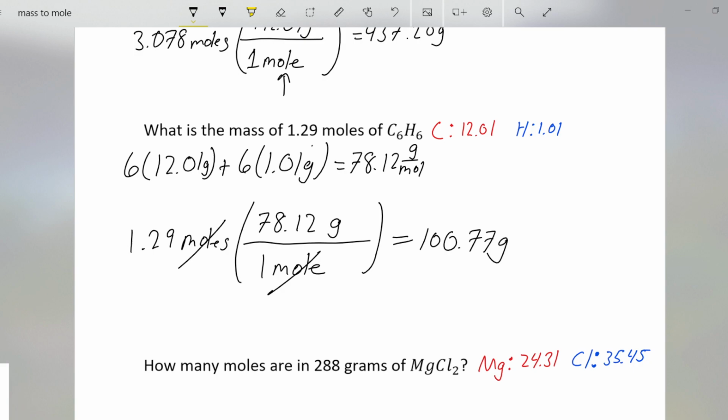Interestingly enough, if I take this 100.77 grams and I divide it by 1.29 moles, you might wonder what we'd get, and it turns out we will get 78.12 grams per mole. So that's just where this molar mass comes from. If I take the mass and the number of moles that mass represents and divide those two numbers like this, I will get my molar mass out every time, if we do it properly.